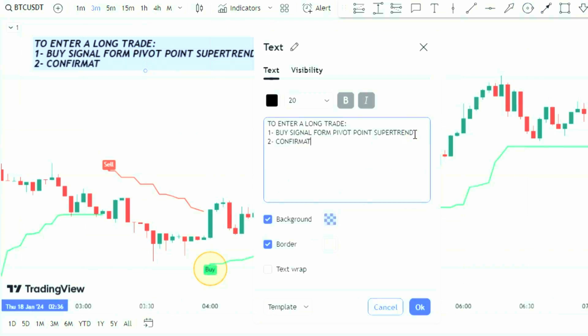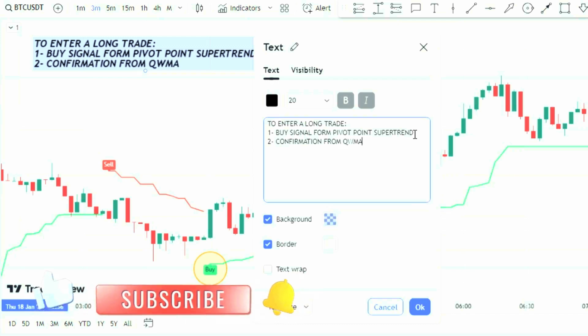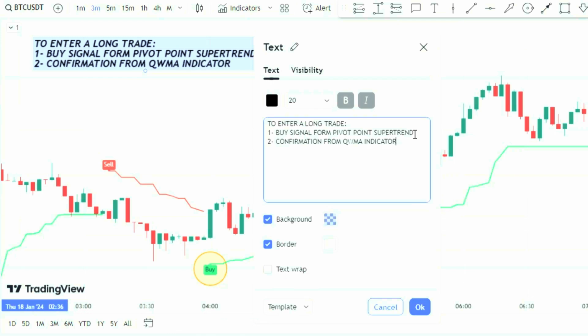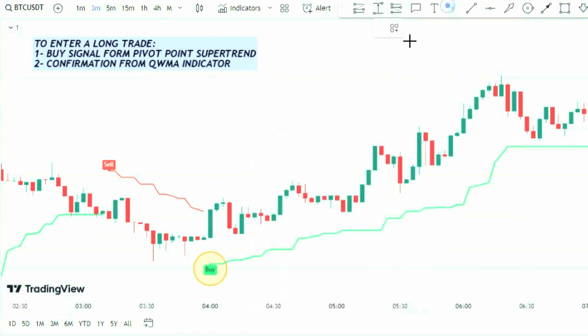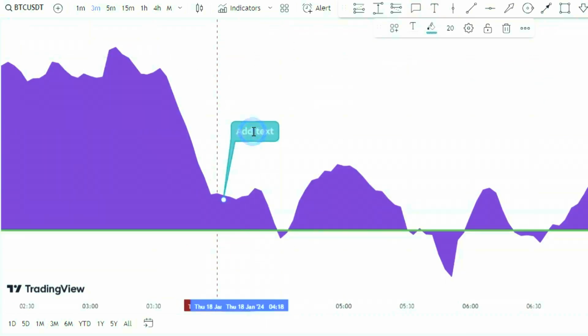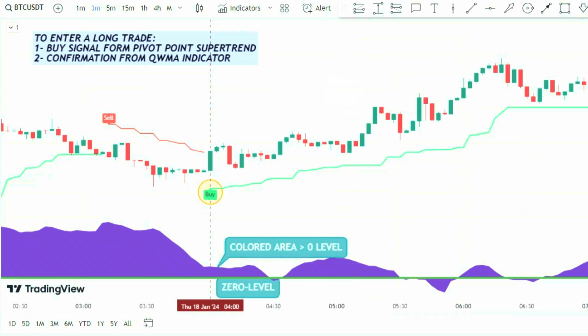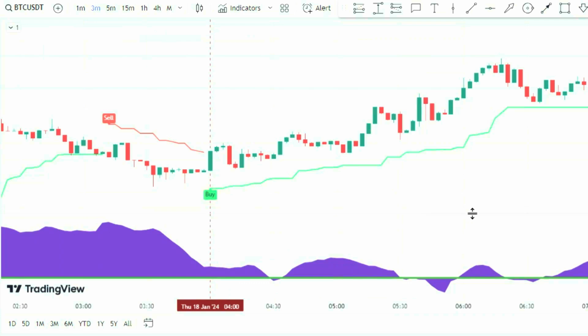This indicator features a vibrant area that playfully moves around the sleek zero-level line. When the QWMA area ascends above this line, it's akin to a neon sign flashing buy, a definitive sign of bullish market momentum. Once these criteria are fulfilled, you're all set to enter the trade.